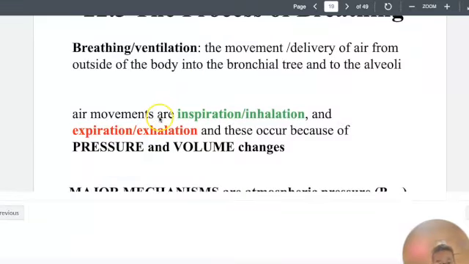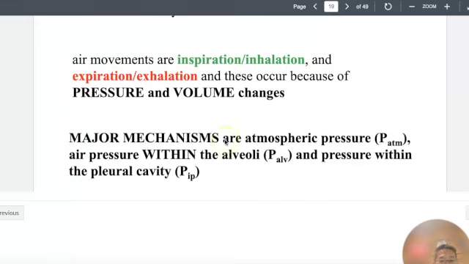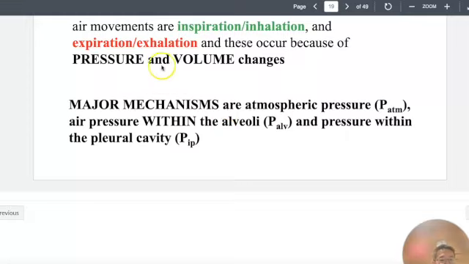So, inspiration is inhaling, expiration is exhaling. Okay, there is a pressure and volume change, and we're going to go through them.